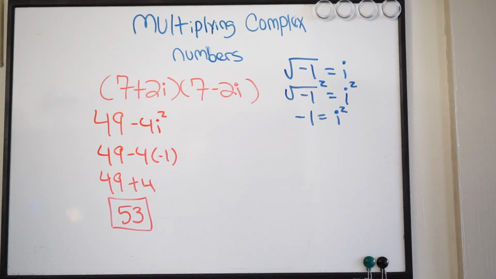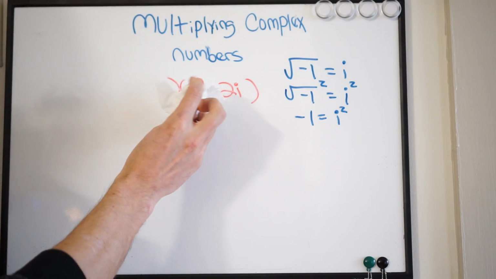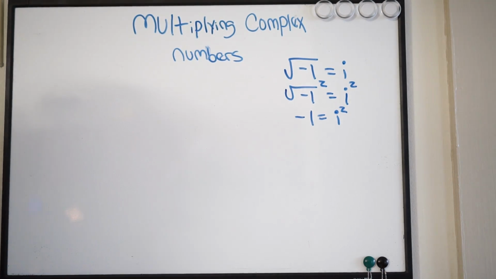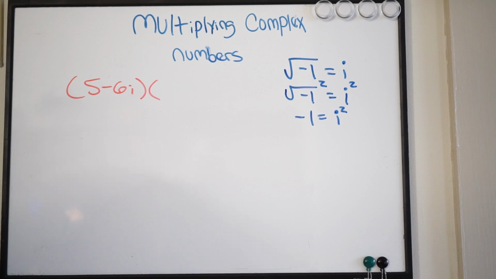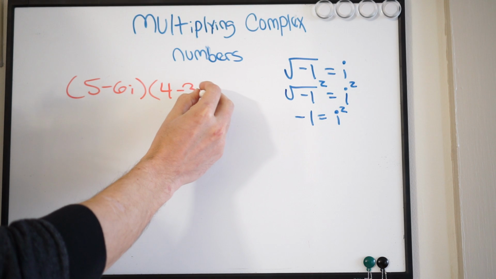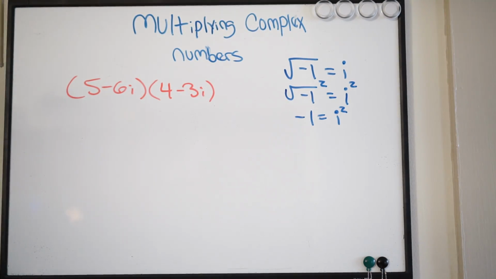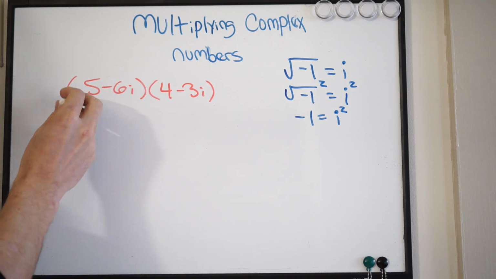Okay, why don't we go ahead and try another problem here. So let me erase this. And let us use 5 minus 6i times 4 minus 3i. Okay, so we are going to do the same thing here. Now notice these are not a difference of two squares, so we're going to have to go through the whole FOIL operation here. So we're going to do first. So first would be 5 times 4, so that's 20.